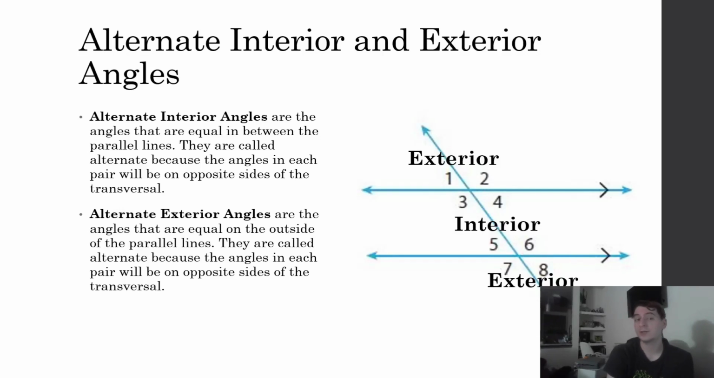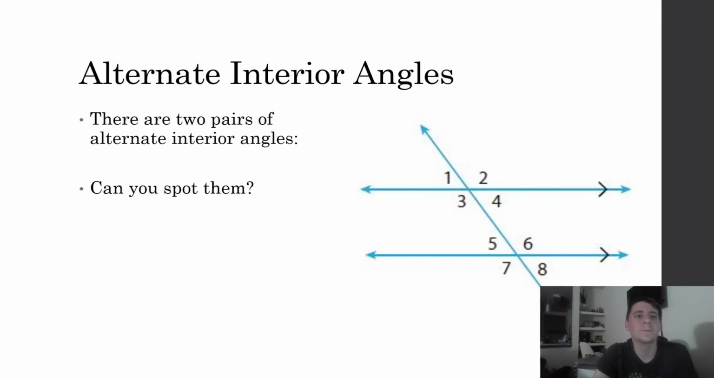They are called alternate interior angles because they are the angles in each pair that are on opposite sides of the transversal. And the same thing with the exterior angles. They're outside the parallel lines, but they're on the opposite sides, and they're equal. So let's go through an example.